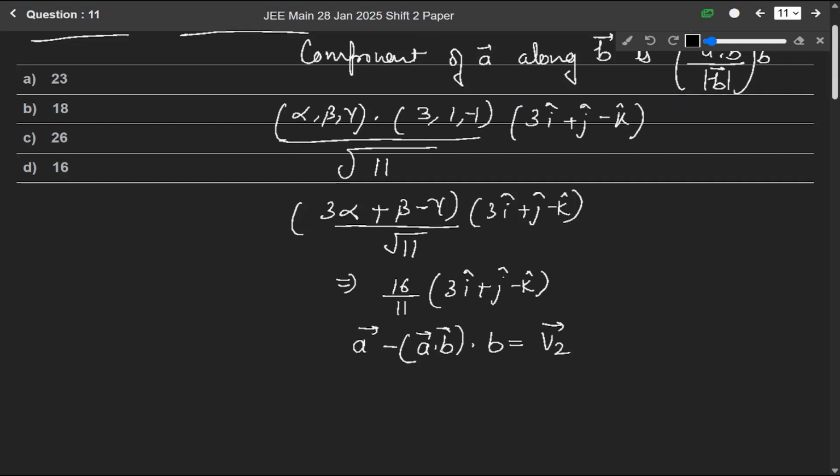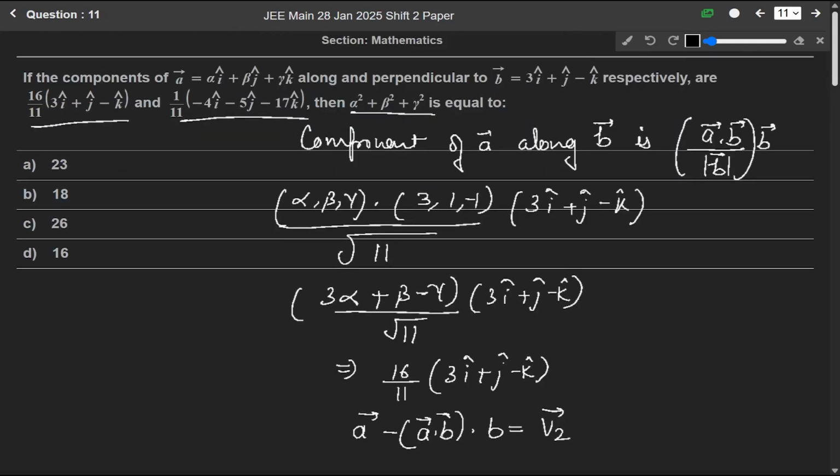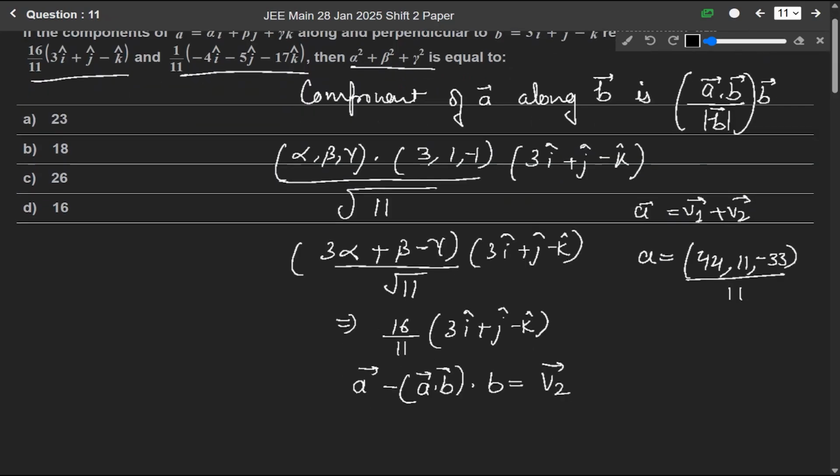v2 vector. Okay. And this a vector will be equal to both v1 vector plus v2 vector. So a will be equal to (44, 11, −33) over 11. Okay. Therefore, from here α will be equal to 4, β will be equal to 1 and γ will be equal to −3. Okay.